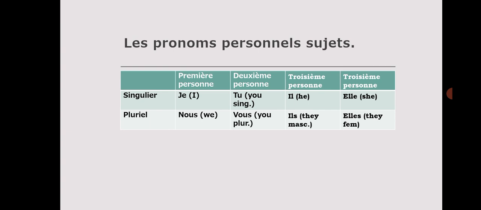Troisième personne du pluriel qui veut dire ils. Ils means des masculins. Ensuite, on a troisième personne du pluriel qui veut dire elles. Elles veut dire des féminines.